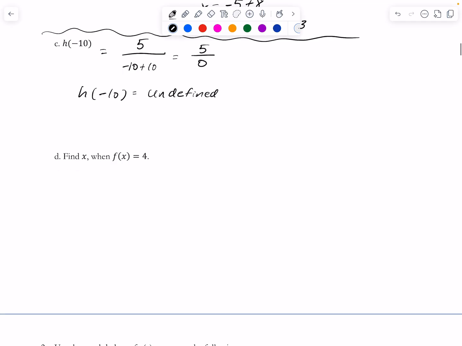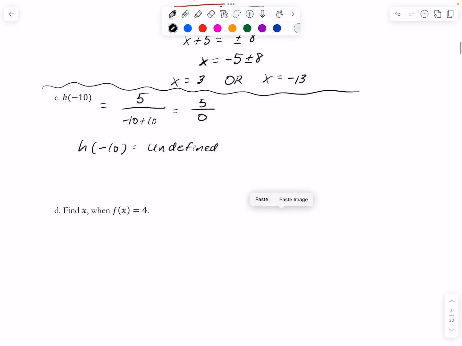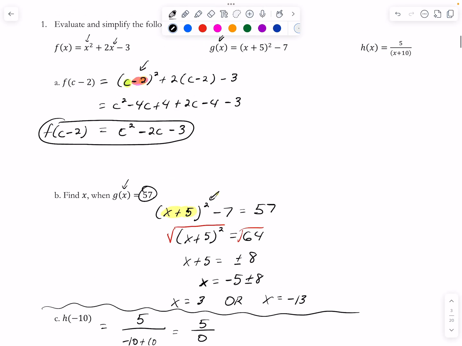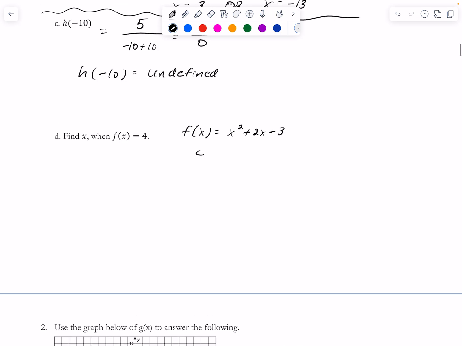All right, last part on this one says find x when f of x equals 4. So very similar to letter B, but this time I'm doing f of x. So let's just write f of x real quick. That is x squared plus 2x minus 3. All right, I'm going to set it equal to 4.